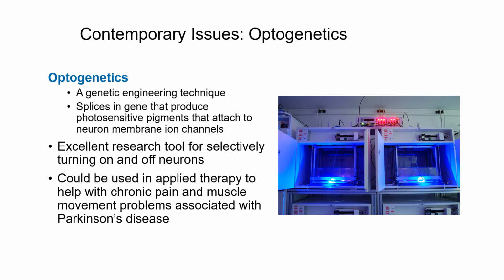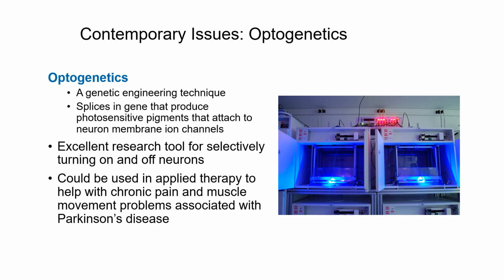So let's get to a contemporary issue, optogenetics, which is a genetic engineering technique that splices in genes that produce photosensitive pigments that attach to neuron membrane ion channels. Basically, we can do genetic engineering to make cells photoreceptive, or photosensitive. And we can then turn on and off neurons as a result of this.